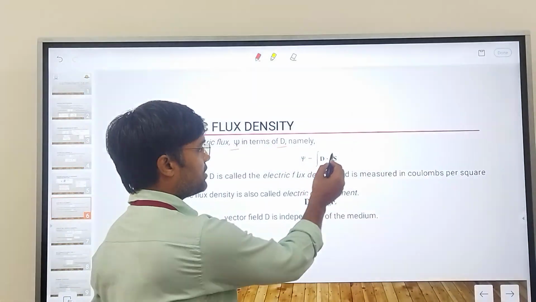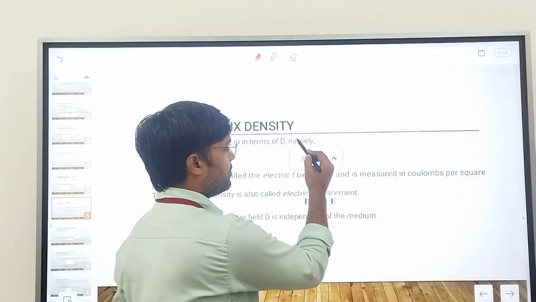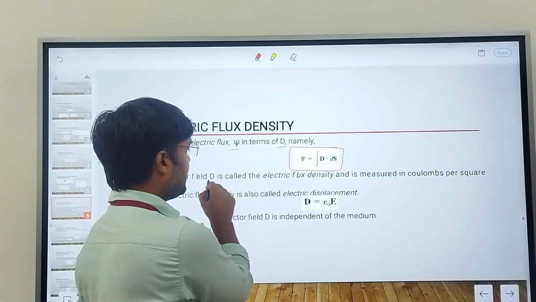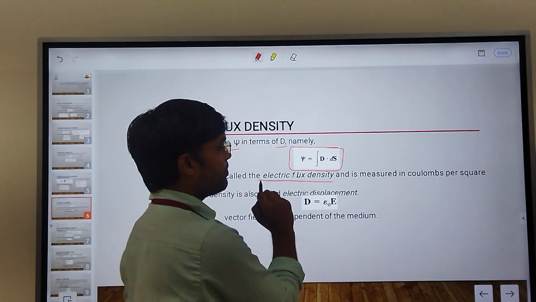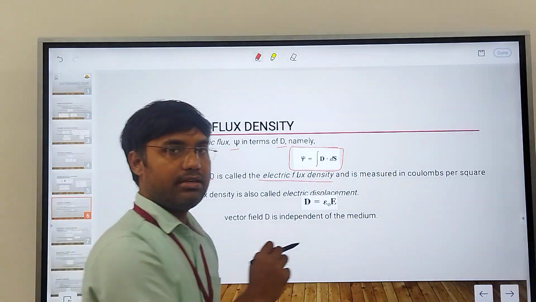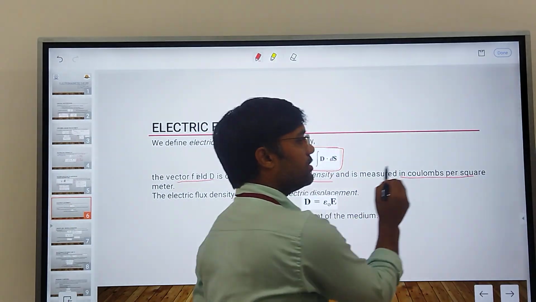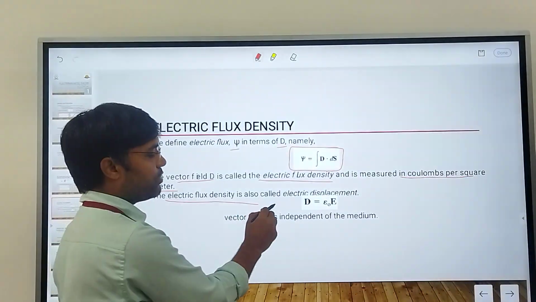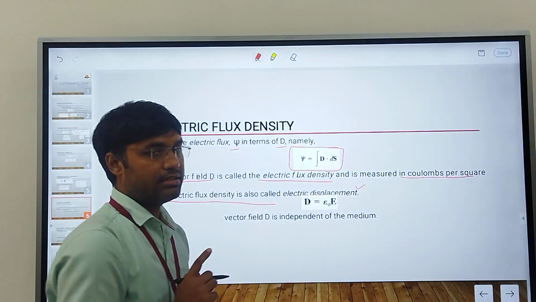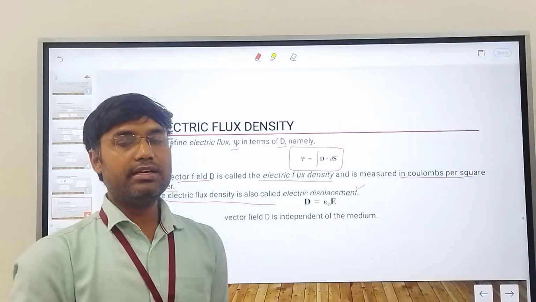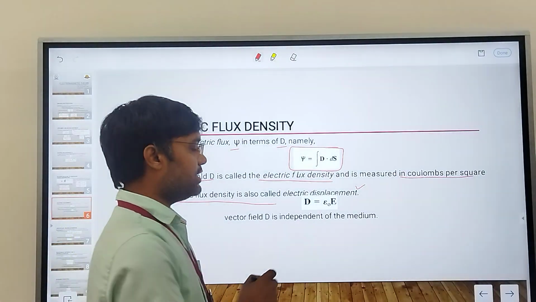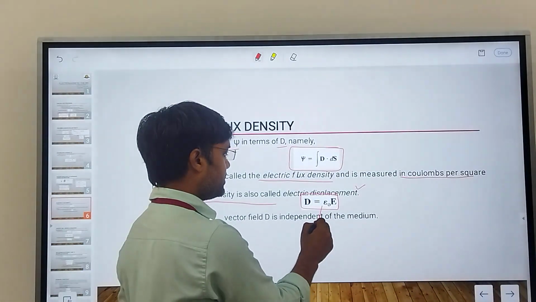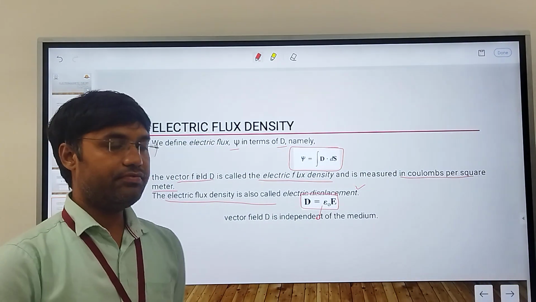This is the expression: psi equals the integration of D dot ds, where the vector field D is called the electric flux density. D is denoted in coulombs per square meter. The electric flux density is also called electric displacement, and the relation between electric flux density and electric field intensity is D equal to epsilon naught E, where epsilon naught is the permittivity of free space.